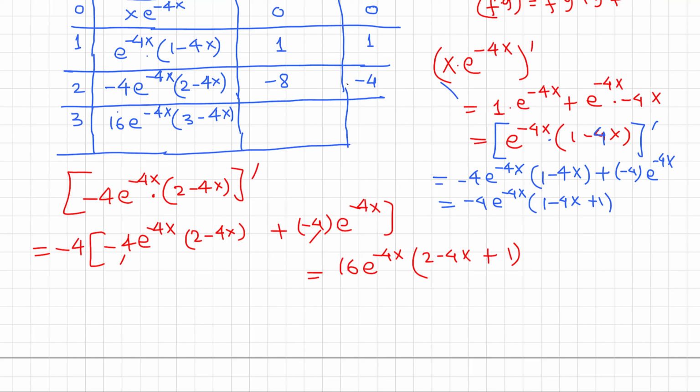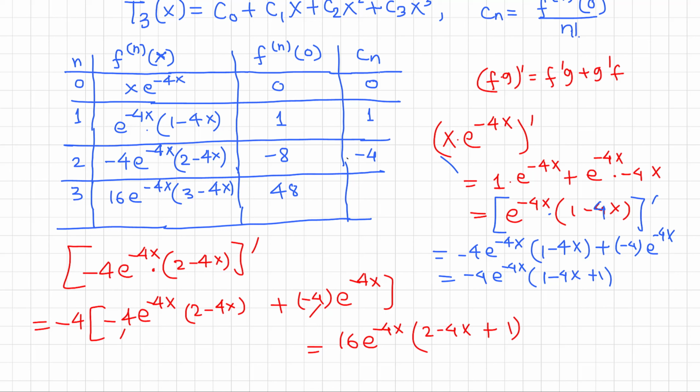Now we evaluate this at 0, at the center. So that will be 16 times 1 times 3, so 48. And this is C3, right? So we divide by 3 factorial. So 48 divided by 3 factorial. What is 3 factorial, by the way? 3 factorial is 3 times 2 times 1, the 6. So 48 divided by 6 is 8.